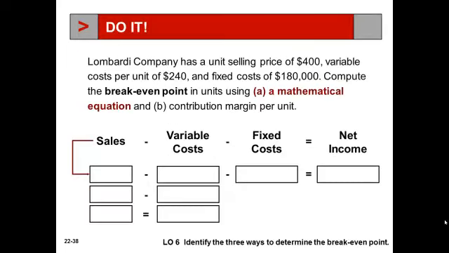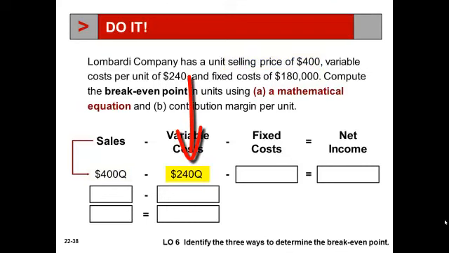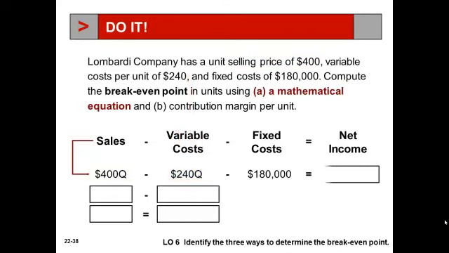Another example, Lombardi Company had unit selling price of $400, variable cost per unit of $240, and fixed cost of $180,000. Let's compute the break-even point using the mathematical equation. First, sales, $400 times quantity sold. Variable costs, $240 times volume sold. Fixed cost given $180,000, and we're solving for a 0 net income, or break even.